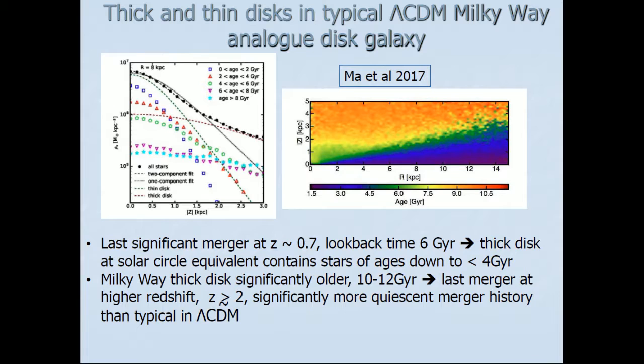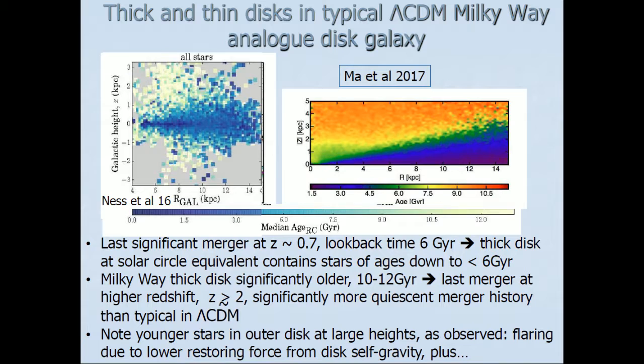This is much younger than we see in our galaxy. We did not have a significant merger that recently ago. Just again, these are ages from Ness et al., ages from Kepler seismology calibrations. This age is 12 billion years at a height of a kiloparsec above the plane, not 4 billion years.